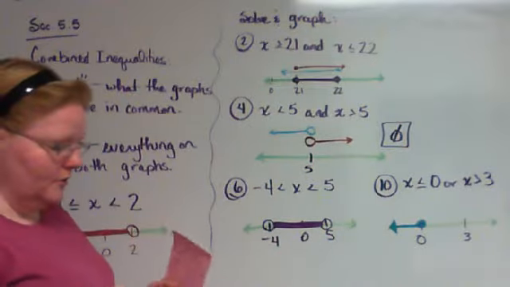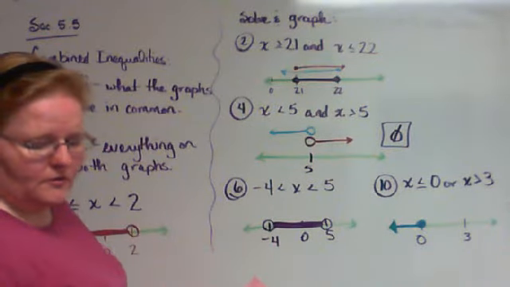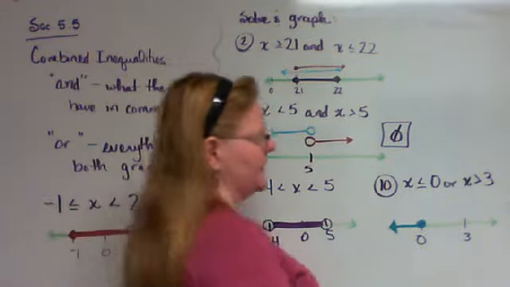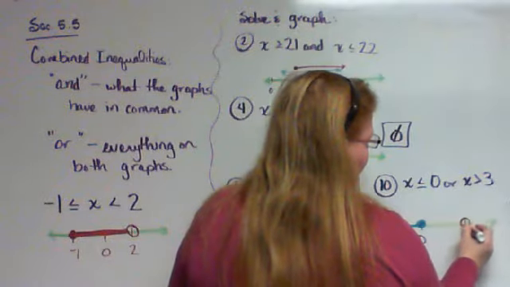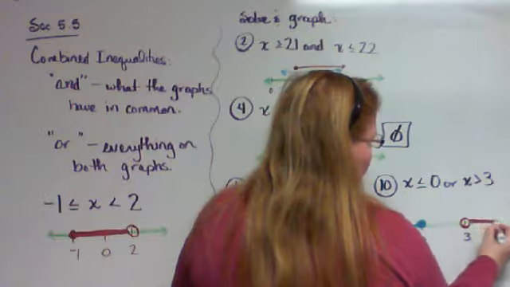For the other one, it says X is greater than 3. So that's going to get an open dot and shaded this way.